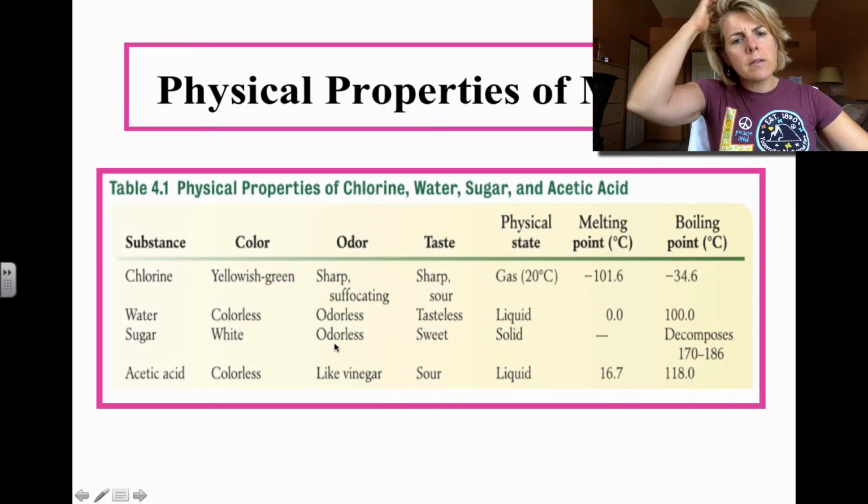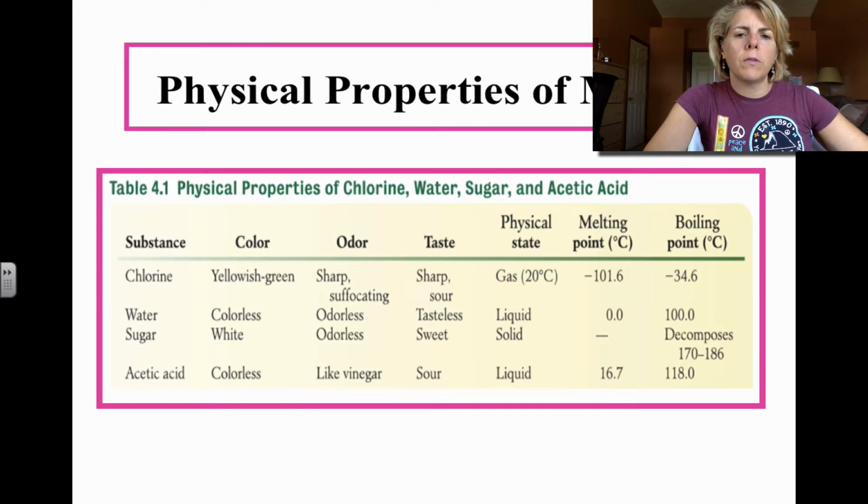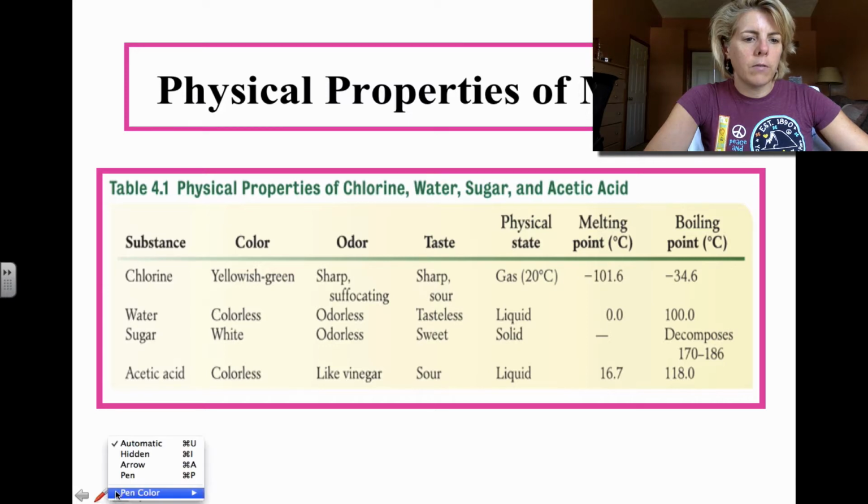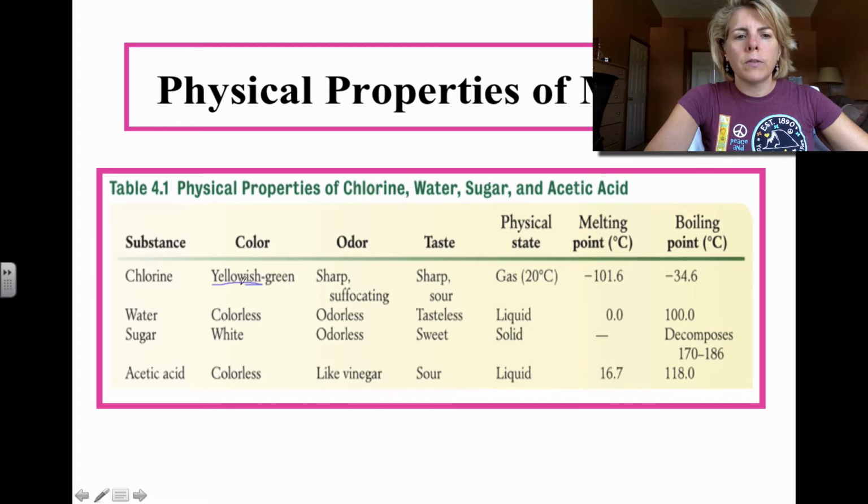Okay, so here is a table that contains some of the physical properties of matter, and we'll just highlight a few of these. So here we have chlorine. I don't know if you've ever seen chlorine gas. You may have seen it on YouTube or something like that. It typically is yellow in color.